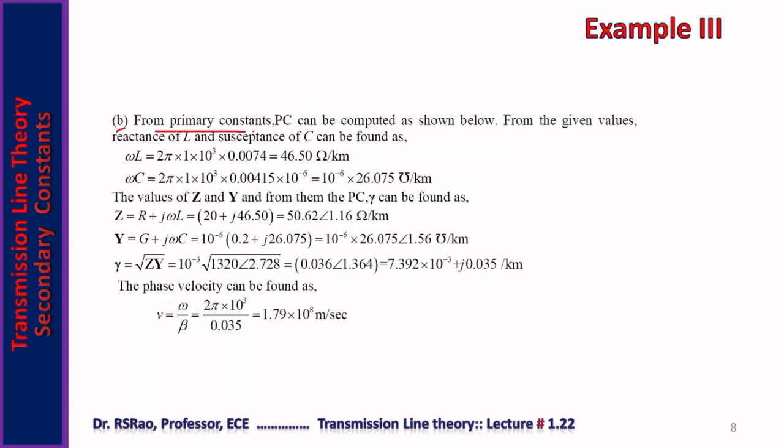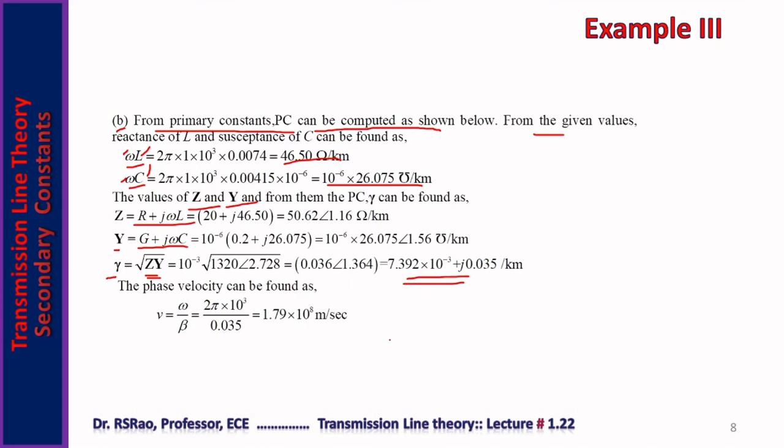Now the B part. From primary constants, the propagation constant can be computed as shown below from the given values: omega L, omega C. L is available, C is available, frequency is available. So omega L, omega C can be calculated within no time. So Z and Y. Z is R plus j omega L. Y is G plus j omega C. R is known, omega L is known, G is known, omega C is known. This is a complex quantity, so we can substitute and find Z and Y values. Once Z and Y are known, gamma is square root of ZY, resulting in 7.392 into 10 power minus 3 plus j 0.035 per kilometer.